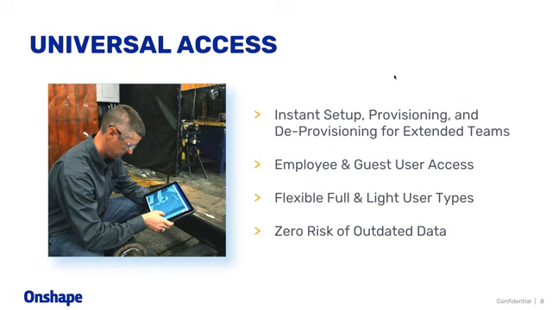And this combines with a number of flexible access types, different for your employees or your guests. So that you can ensure that employees maybe have more access, but guests who may be contractors or vendors or even clients only have access to a curated set of data. And a flexible full and light user type allow you to ensure that your engineering team always has the right set of permissions, but that members of additional teams, maybe consumers of data on the manufacturing floor, procurement, sales, can't make changes to models where they shouldn't.